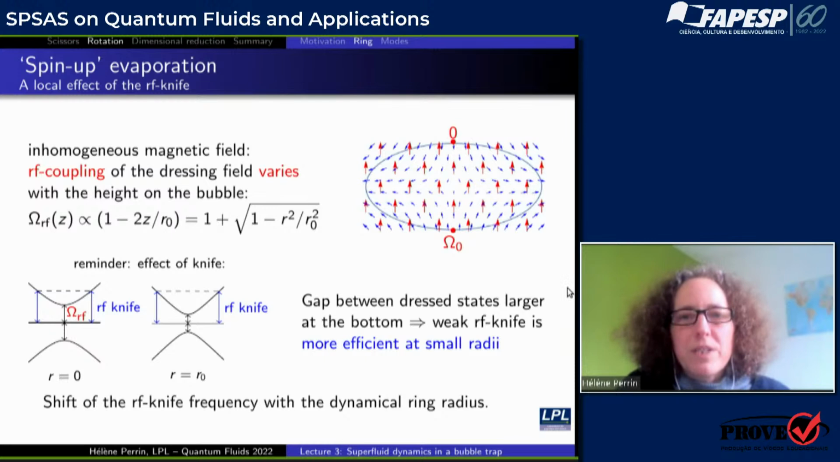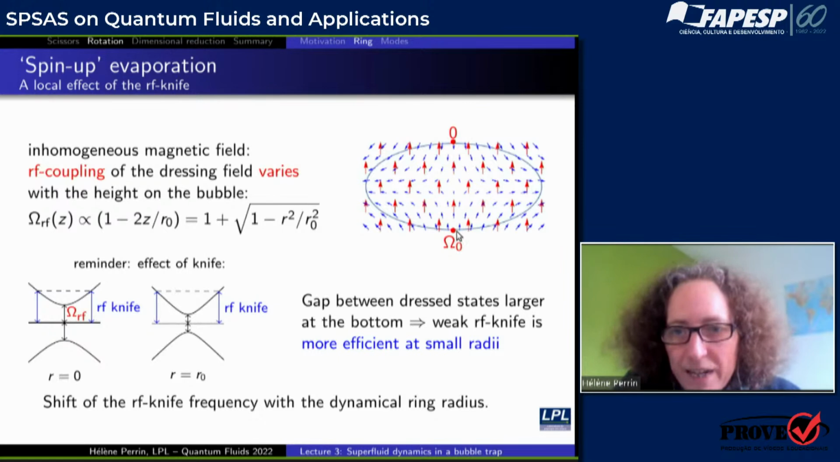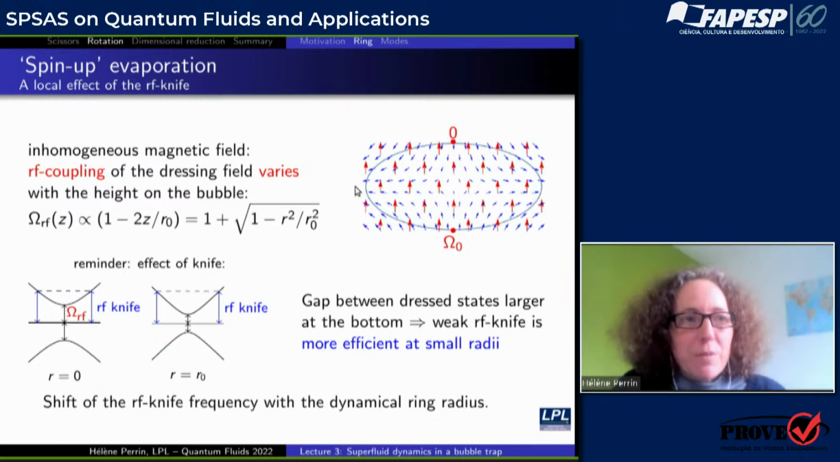So what does that mean? When I look at the bottom of the bubble, here the magnetic field is upwards. The polarization with respect to the direction of my static magnetic field is indeed sigma plus with respect to the quantization axis. That's perfect. When I go to the side, my polarization, which is upwards, is now orthogonal to the direction of the magnetic field. So with respect to the local quantization axis, my polarization is not sigma plus anymore. Instead, it is a superposition of sigma plus, sigma minus, and linear. For this reason, the local coupling at this point is half the coupling at that point.